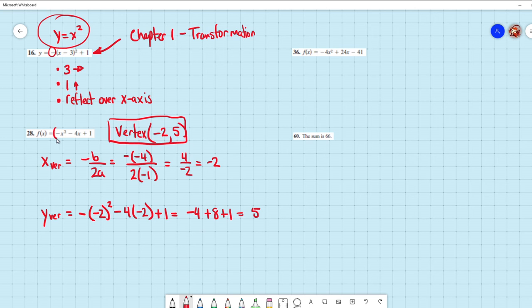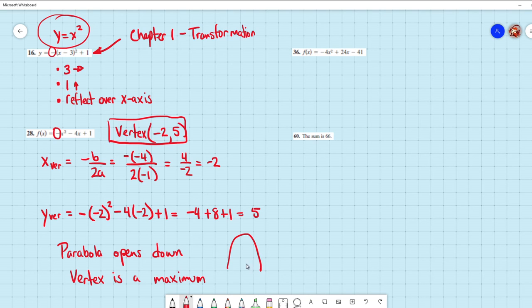Now the lead coefficient is negative. So that means that my parabola opens down. The vertex represents a maximum because the parabola is going to open downwards like so. So this right here would be my description.